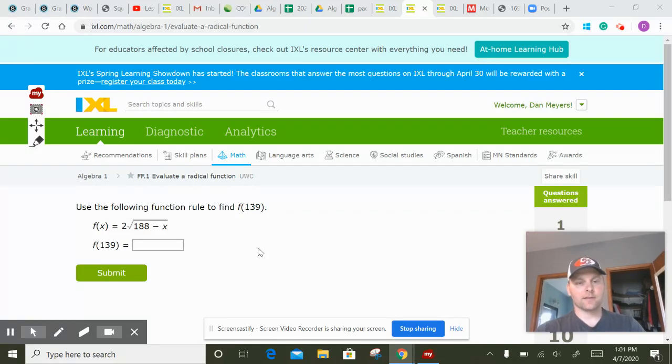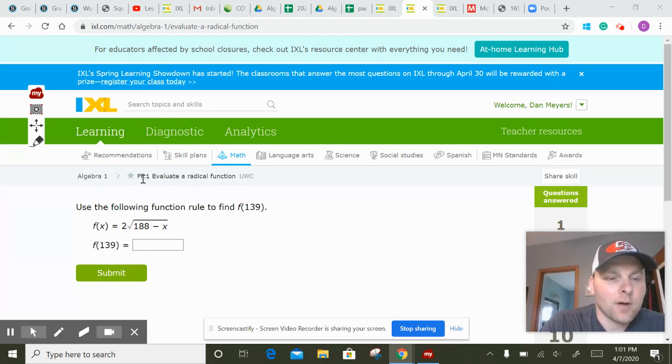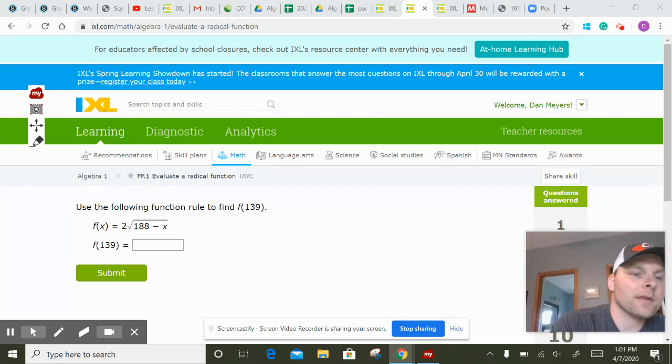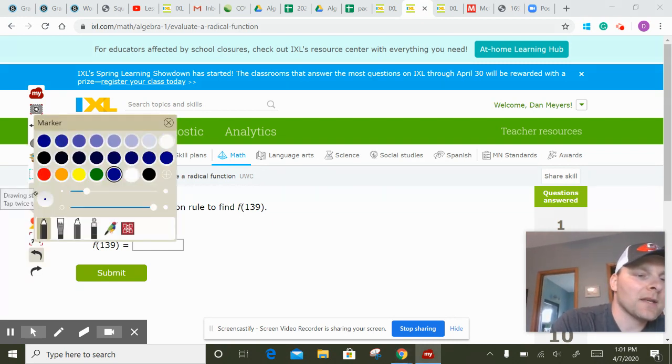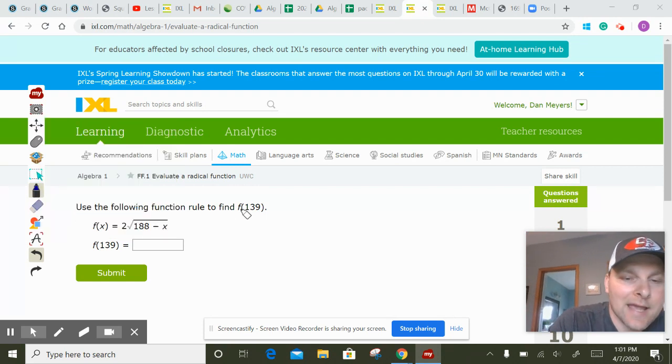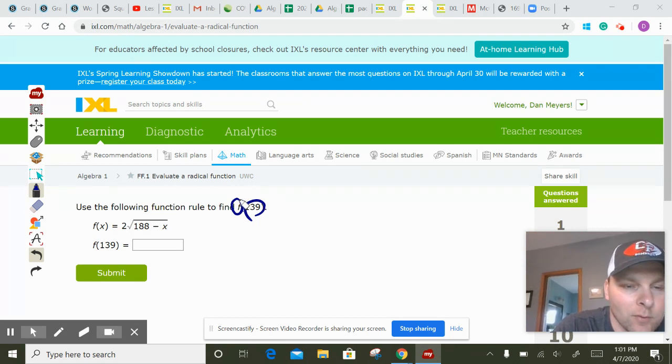Okay, today the skills that we're going to do are FF1 and FF2 in the Algebra 1. So I'm already on FF1. We'll do a couple examples of this and then we'll move on to FF2. FF1: use the following function rule to find f of 139. What that means, guys, is that this f is just the name of the function, right? And the 139 means the number you put in for x. So we're putting in for x right here, we're going to put 139.